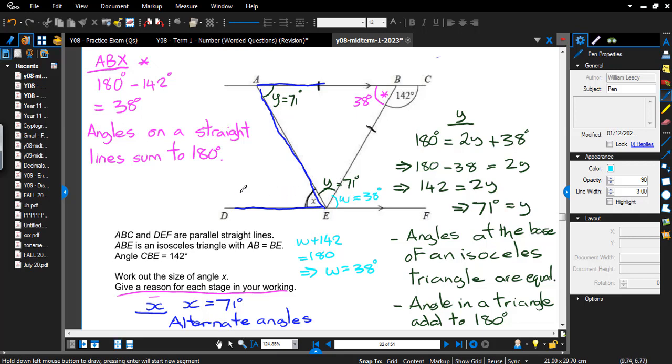And then you could say here x plus 71 plus 38 equals 180. So that implies, 71 plus 38 is 109. x equals 180 minus 109. Now what do you think that is? It's also 71 degrees. So there's a couple of ways you could do that. Probably there could possibly be more than a couple. Okie dokie, we'll move on.